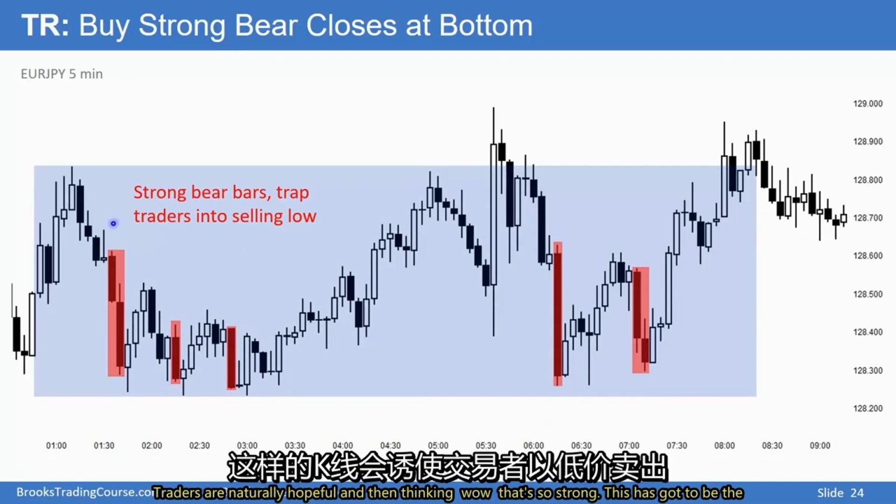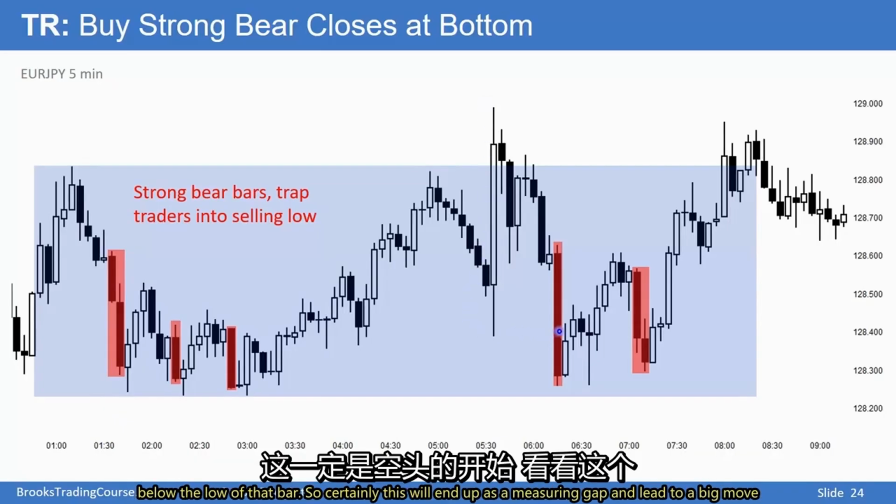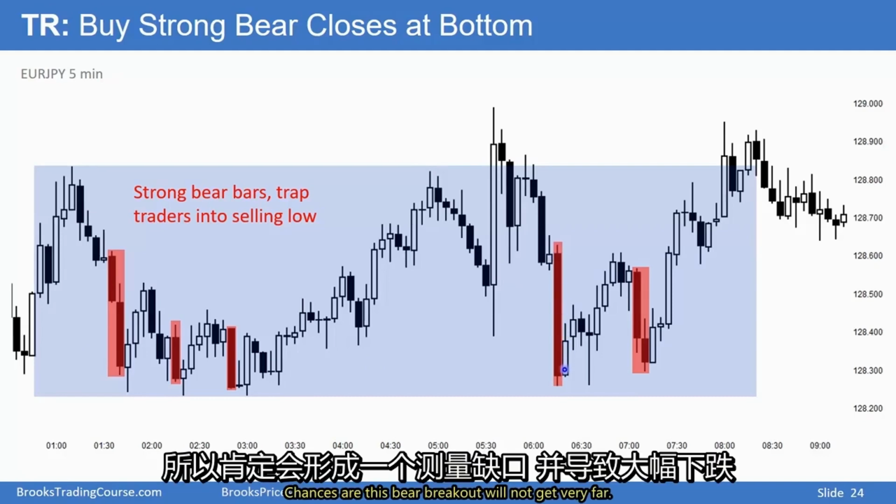Traders are naturally hopeful and then thinking, wow, that's so strong. This has got to be the start of a bear trend. And look at this. We had an extremely strong bull bar, and now we're breaking below the low of that bar. So certainly this will end up as a measuring gap and lead to a big move down. Well, it did not break below the low of the trading range, and the next bar has a bull body. Chances are this bear breakout will not get very far.